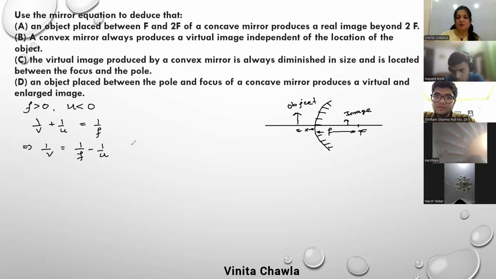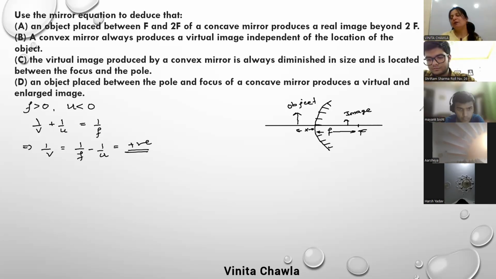So we'll get a positive number from here. U is negative and F is positive, so minus minus becomes plus, right? So we get a positive number. This positive number indicates that the image is formed behind the mirror.